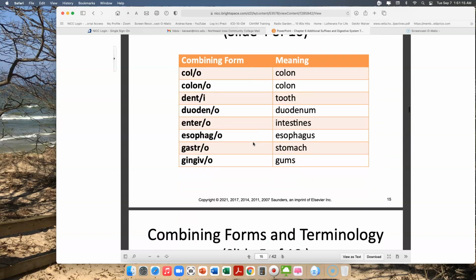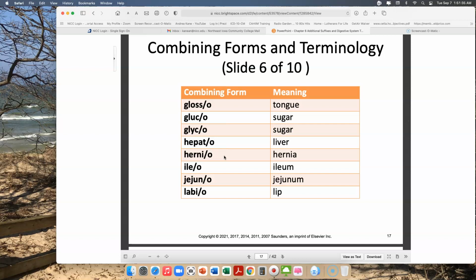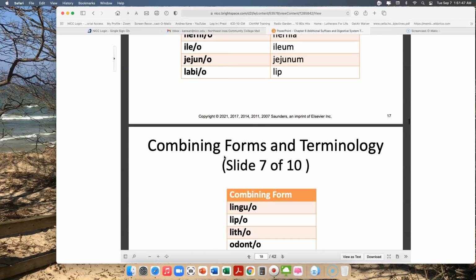All right, some more. Colo and colono both mean colon. Denti, tooth. Duodeno, duodenum. Entero, intestines. Esophago, esophagus. Gastro, stomach. Very familiar one there. Gingivo, gums. Glosso, tongue. Gluco and glyco mean sugar. Hepato, liver. Hernio, hernia. Ilio, ileum. Jejuno, jejunum. Labio is lip.